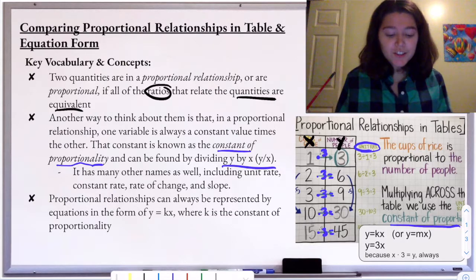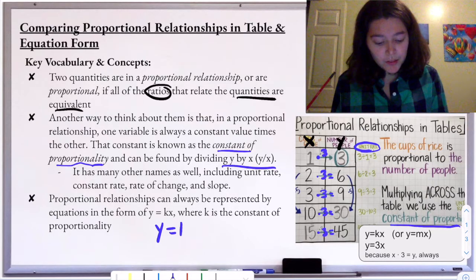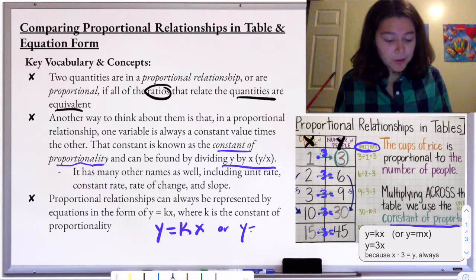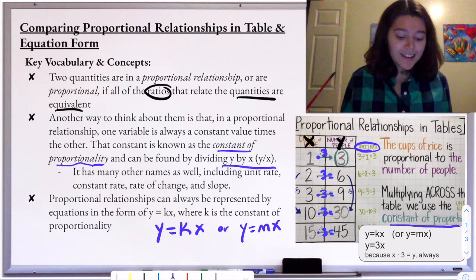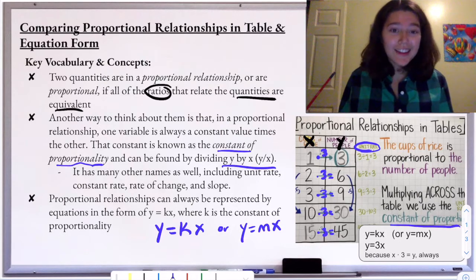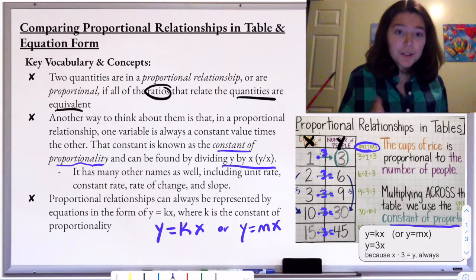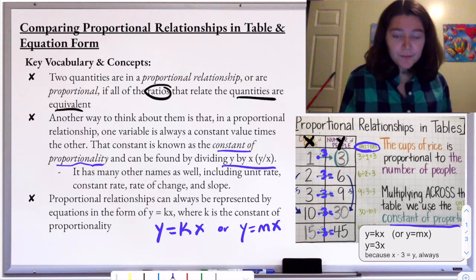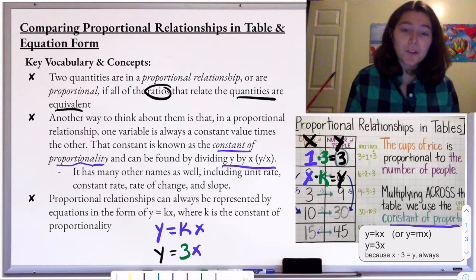So proportional relationships can always be represented by the form y equals k times x, where k is the constant of proportionality. Or sometimes, and this will lead into what we do more next week, we can write this y equals m times x. I don't want you to worry about the k versus the m, because ultimately it doesn't really matter. We're taking our x value, multiplying by some constant number, k or m, and then we get y, the y value. Whenever you see any equation in this form, we know we are dealing with a proportional relationship.